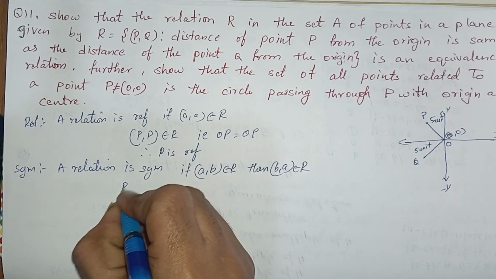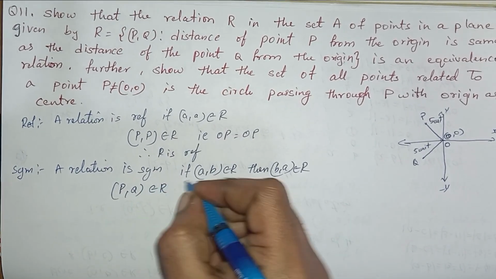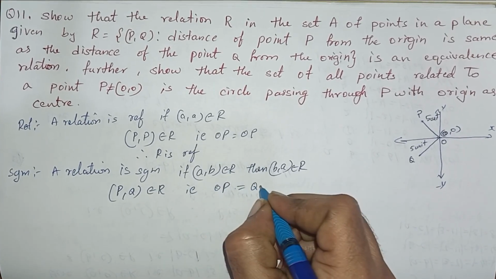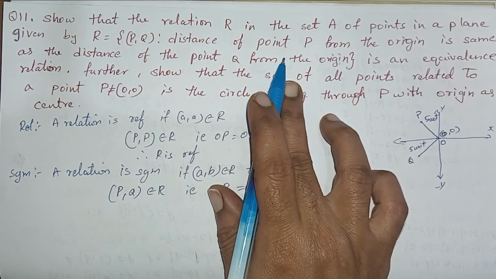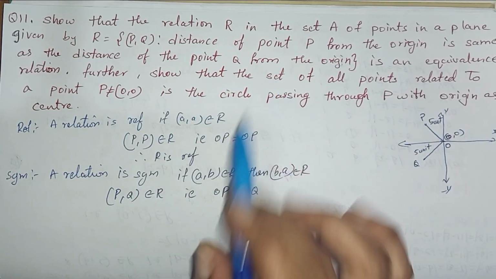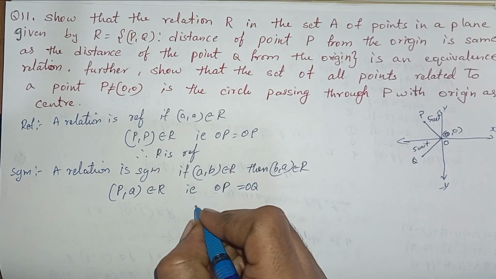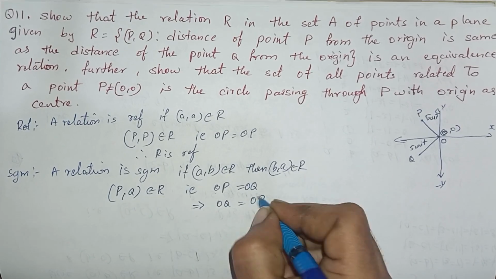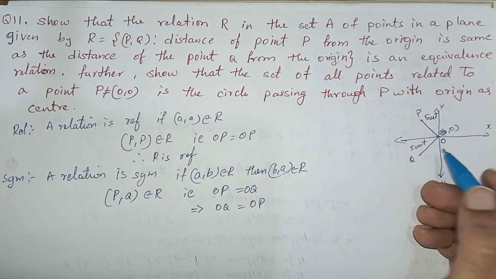So first we will take P and Q. We are going to take two points, that is P and Q belongs to R. We know that OP is equal to OQ, because it is already given in the question that point P is at equal distance from the origin as point Q. So O comma P is equal to O comma Q. That also implies OQ is equal to OP. It is the same, because this is 5 units and QO is also 5 units.